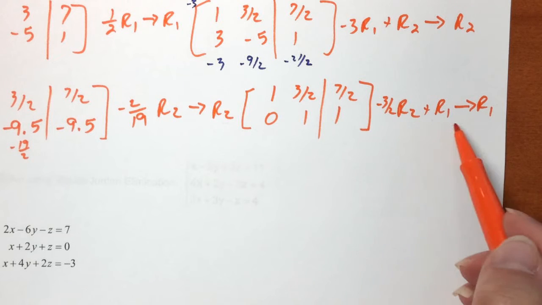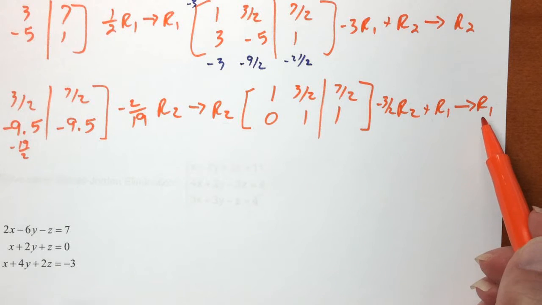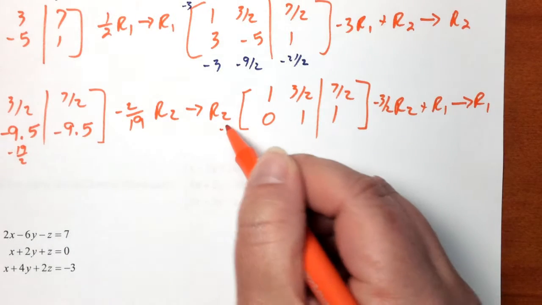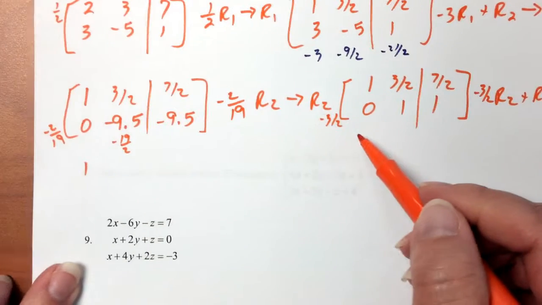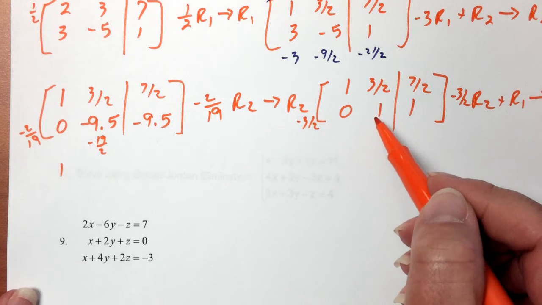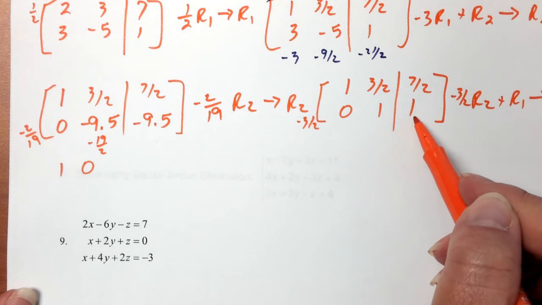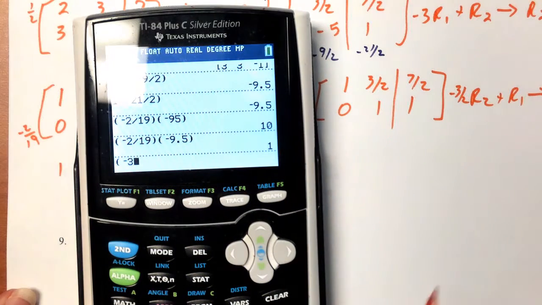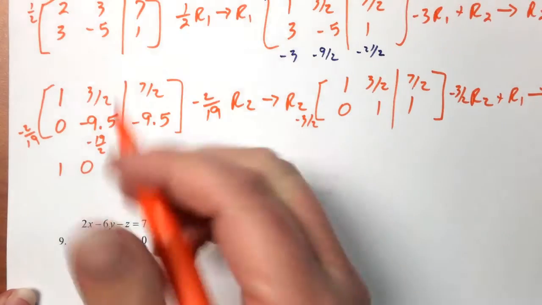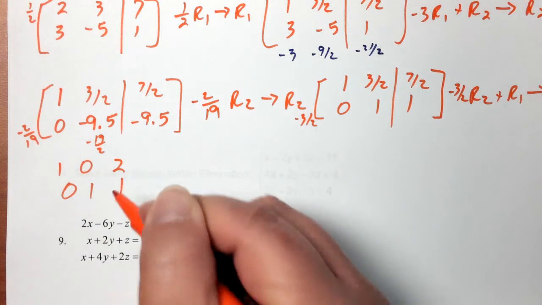Okay, so we'll multiply -3/2 times row 2, add it to row 1, and that result will go in row 1. Okay, so -3/2 times 0 is 0. 0 plus 1 is still 1. -3/2 times 1 is -3/2. -3/2 plus 3/2 is 0. -3/2 times 1 is -3/2. -3/2 plus 7/2 is 2. So the top one will be a 2, and then we'll keep our 0, 1, 1 on the bottom.